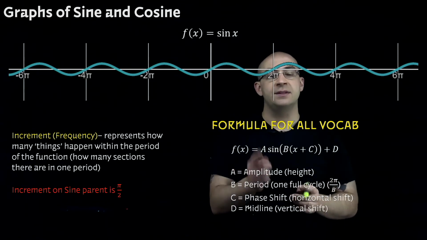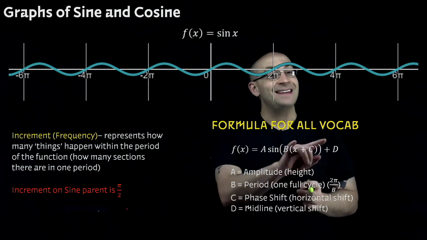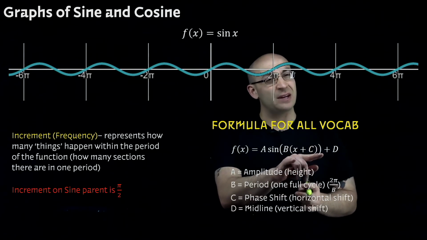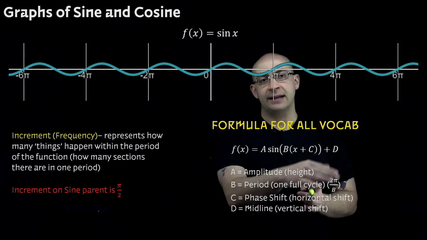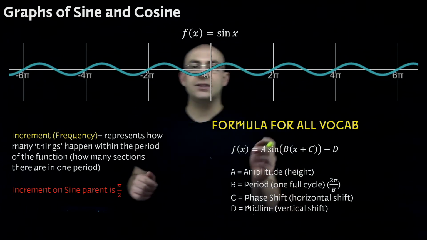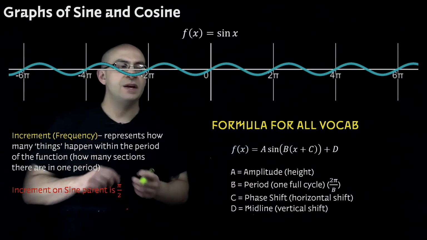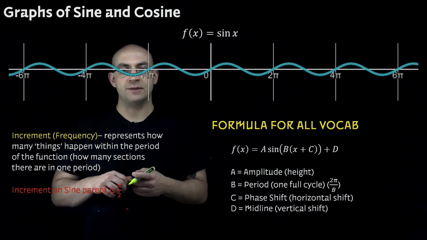And that formula is a times sine(b(x plus c)) plus d. So what do all these things mean? Well, a is going to represent the amplitude or the height. Think vertical stretch when we talk about transformations.